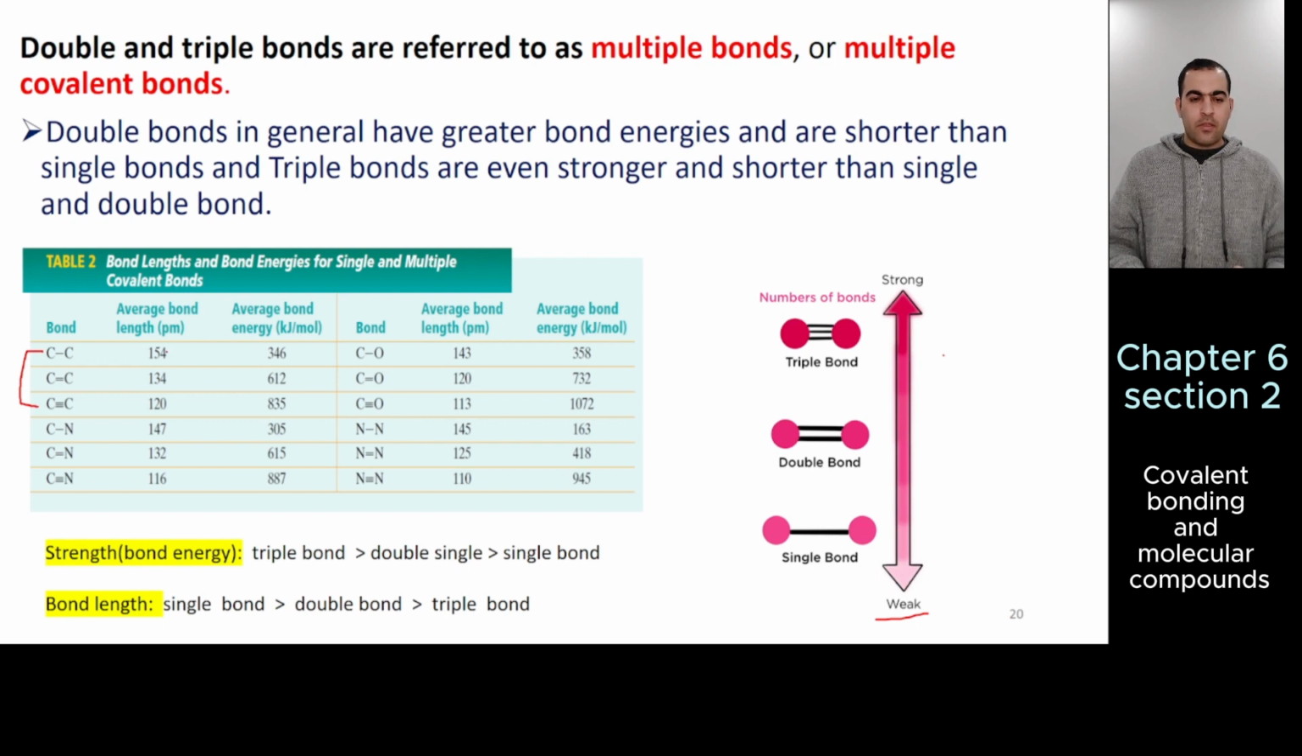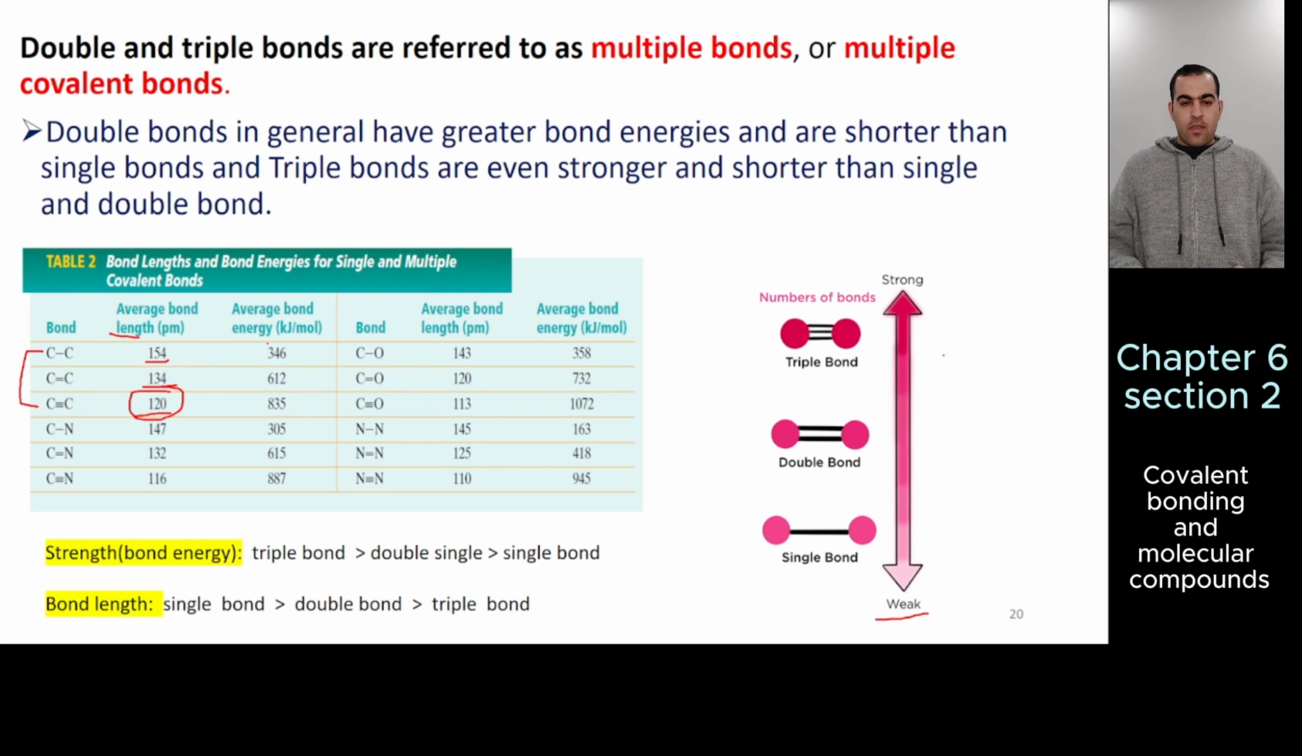Look at table 2. Between carbons, the average bond length for a double bond is 134, and when there's a triple bond, it is 120. Look, when the number of bonds increases, the bond length decreases. So we can say the triple bond is the shortest bond.